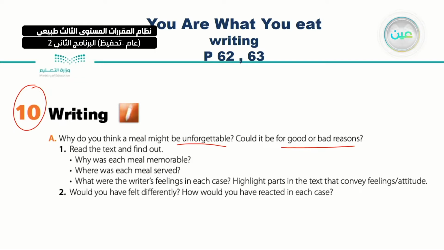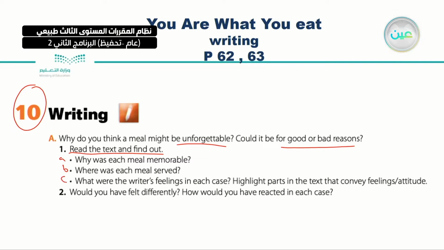Now we are going to read the text. I will show you in a second. Read the text and find out why each meal was memorable. The first question: why was the meal memorable? B, where was each meal served? Looking for a place. So A is the reason, and B is the place.